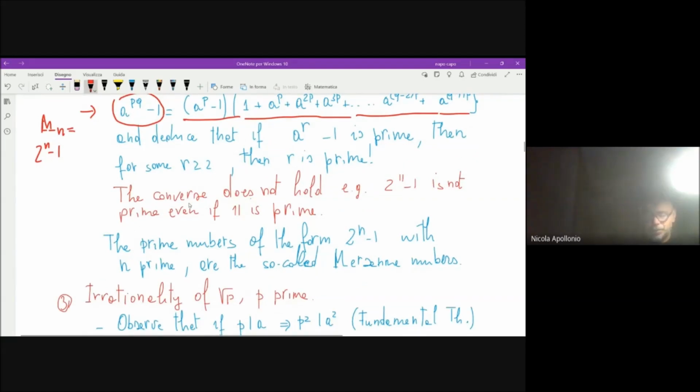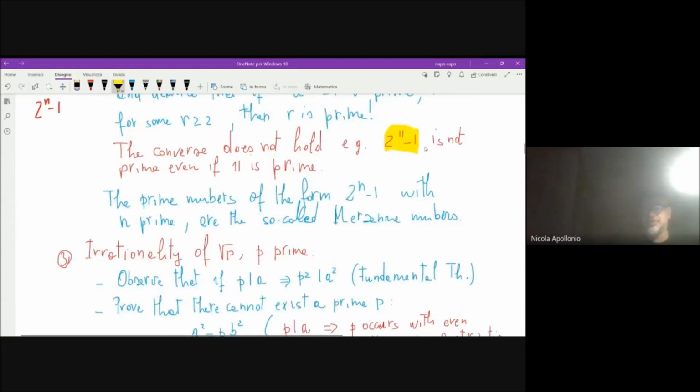And we said that the converse is not true. Here is a stupid example. I didn't check, I just quoted from the web. It should be not prime. Check it. So it seems to be the smallest Mersenne number which is not prime.